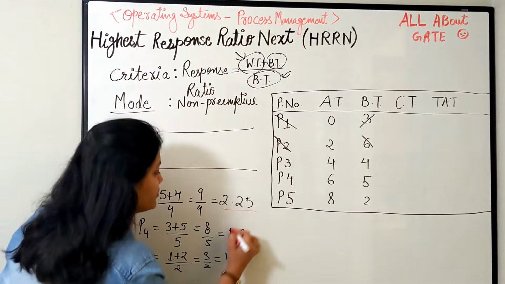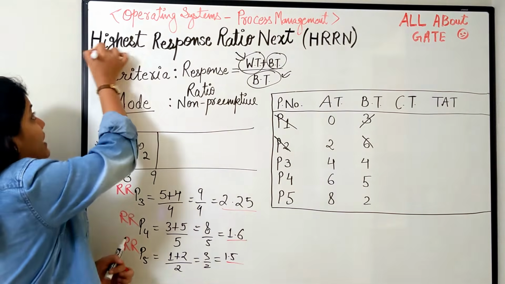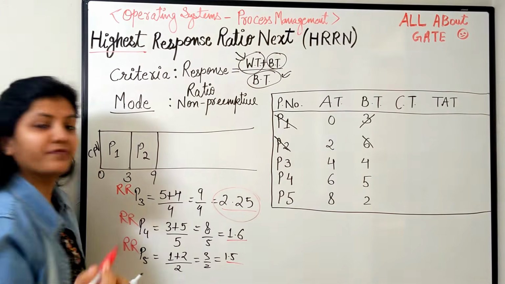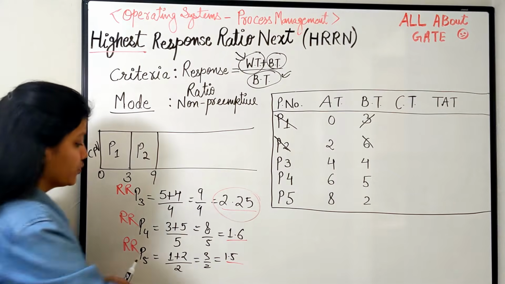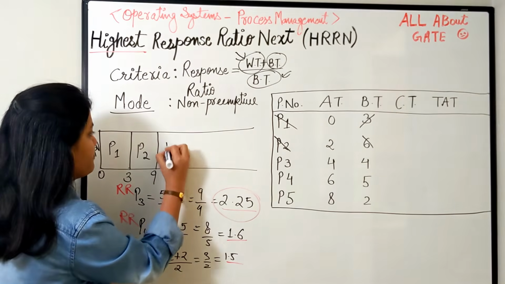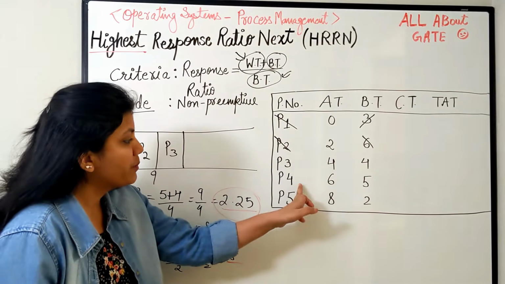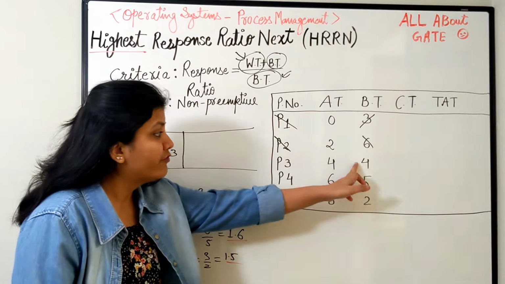Out of the three values, which one is the highest? We have to look at the highest response ratio. So which value is highest? Definitely 2.25 is highest, and so we schedule which process? We schedule P3. So here if you just observe, P3, P4, P5 are available, with bursts 4, 5 and 2.